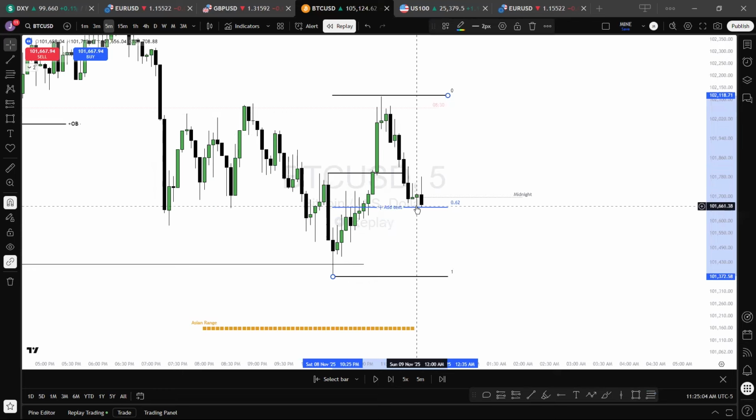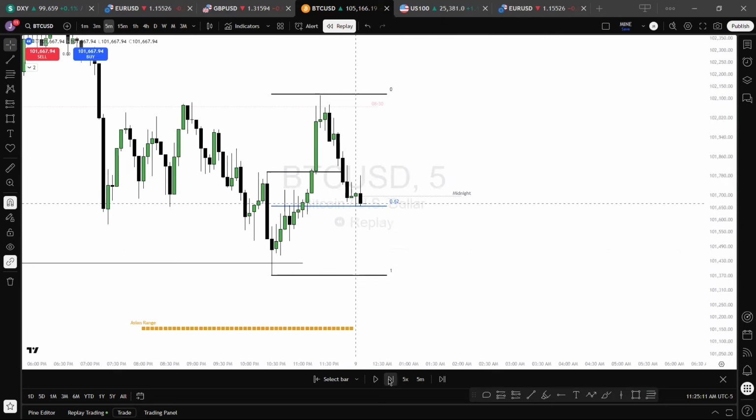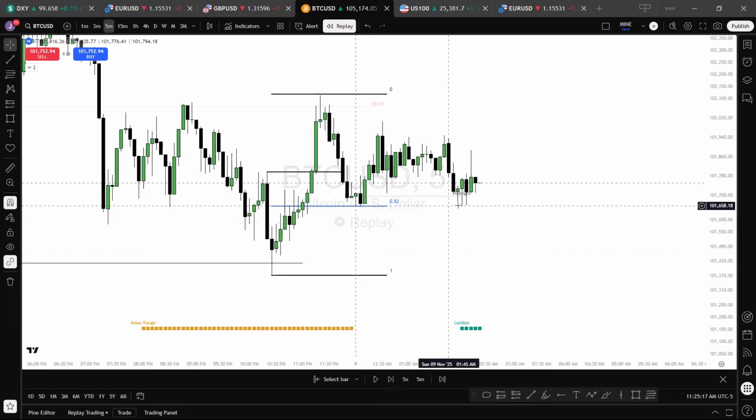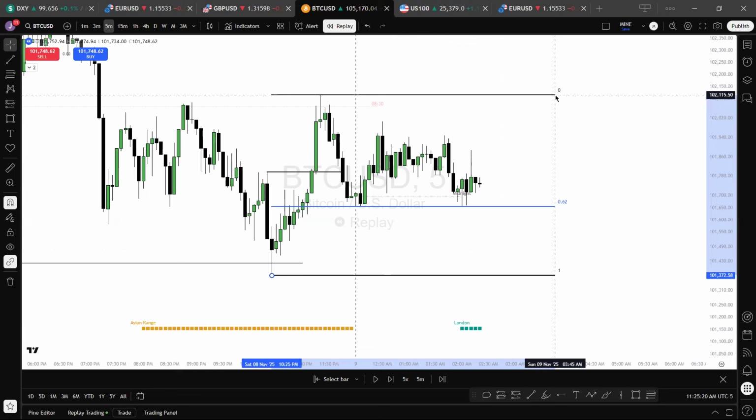Our price got to 62% level, but this is outside the Q zone, so we don't want to take this trade. We want to wait to see if it gets to it in London. Good, we have it in London, so we're going to extend our Fibonacci. Here we'll be entering, so let's buy.